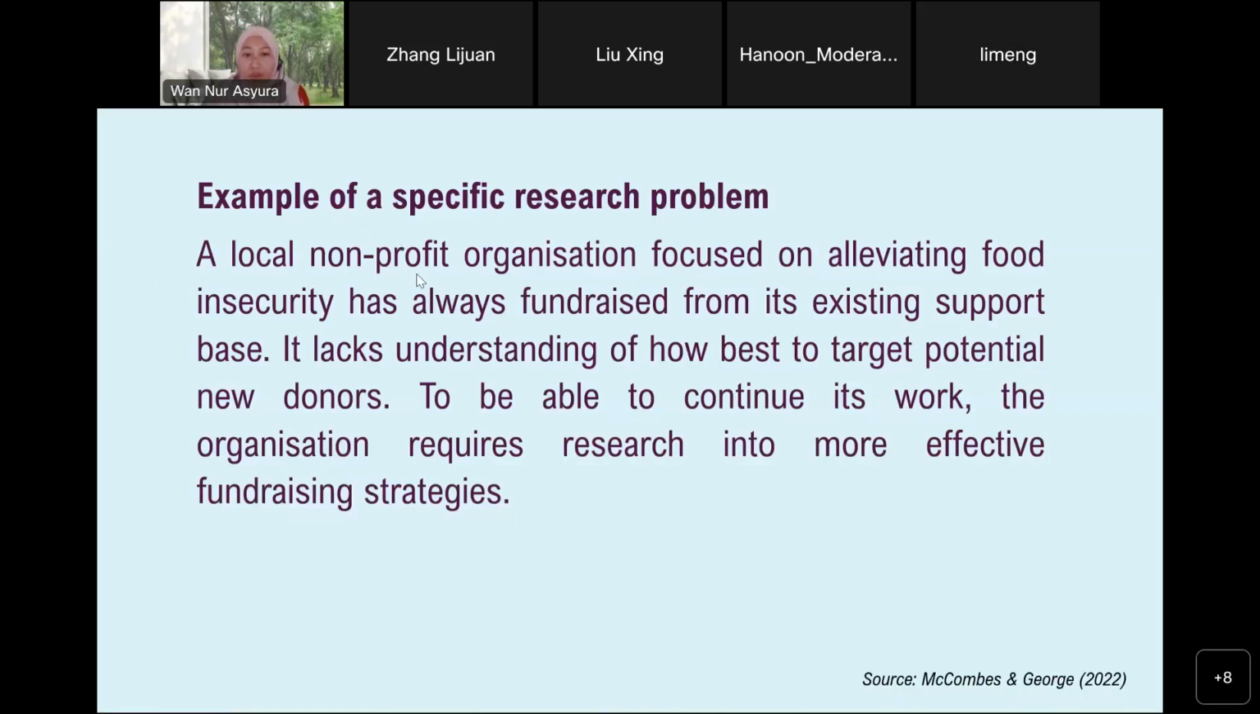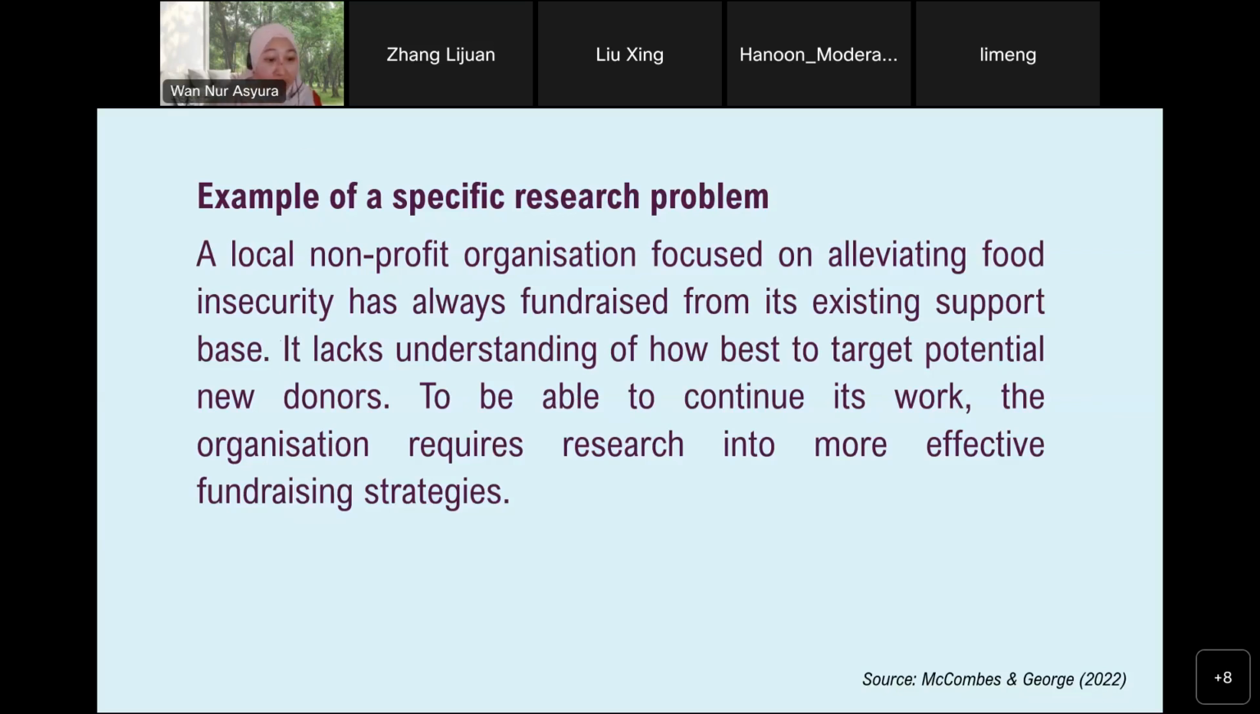A local non-profit organization focused on alleviating food insecurity has always fundraised from its existing support base. So that is the first sentence. Okay. It lacks understanding of how best to target potential new donors. To be able to continue its work, the organization requires research into more effective fundraising strategies.